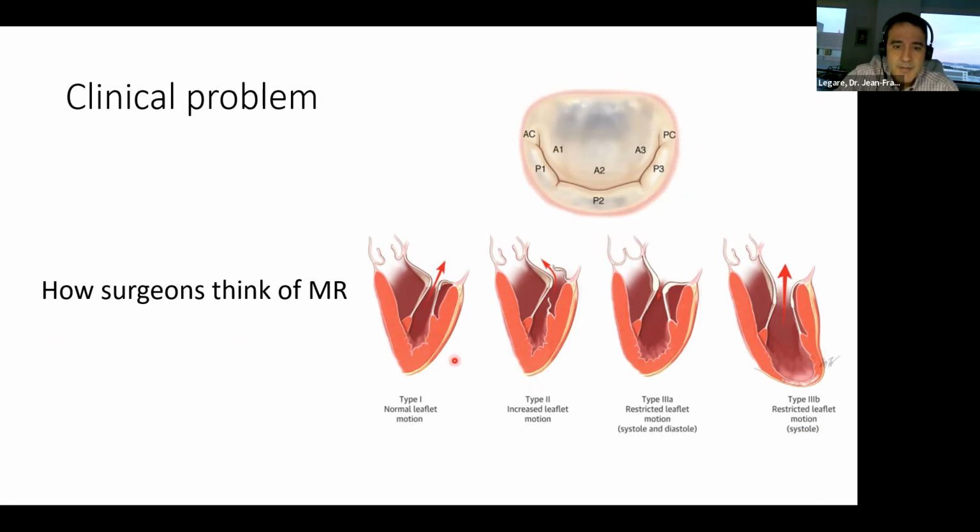Typically we would imagine problems as a type 1 problem, where the leaflets are moving okay, but there's a failure to meet in the middle and there's a central jet. The type 2 is the more common that we would try to repair. There's an abnormal or increased leaflet motion, a flail segment or a ruptured chordae, and we can reattach these. We can do lots of things to repair these. The more difficult ones are the type 3. They're restricted leaflet motion, either because of a ventricular problem, dilatation for example, or an infarction that would be pulling on one leaflet versus the other. What's key is that the leaflets don't move above the plane of the annulus. So this is how we think of it.